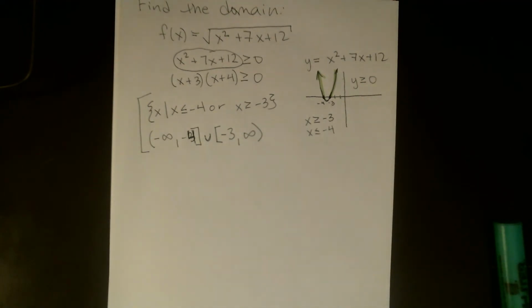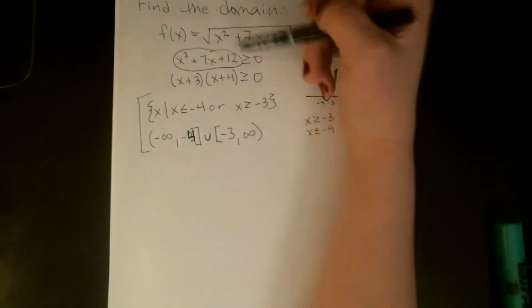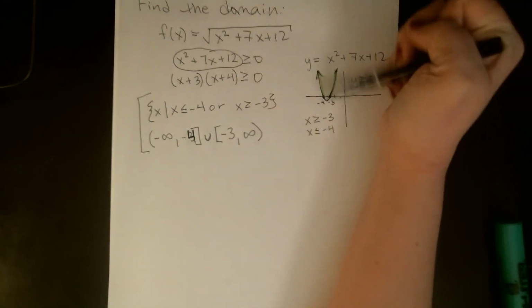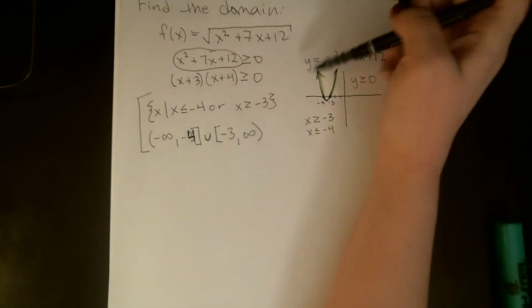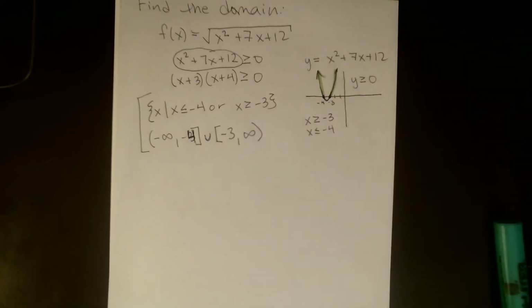If you snag whatever you're trying to set greater than or equal to 0 and graph it, you just need to translate this statement as a y greater than or equal to 0 statement.